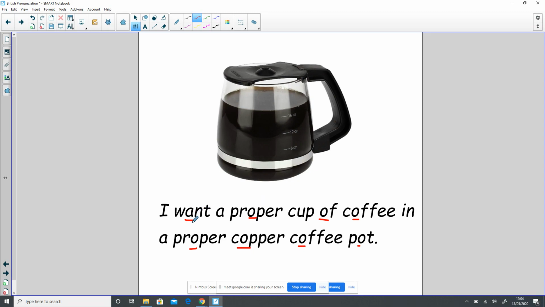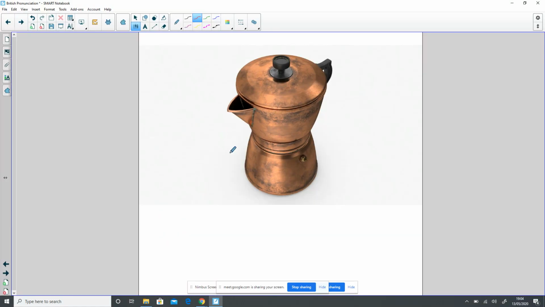So what does this oh become? It becomes ah, like up. So in the USA. In England, round mouth. What is a copper coffee pot? Well, is this metal? This is copper. Yeah.